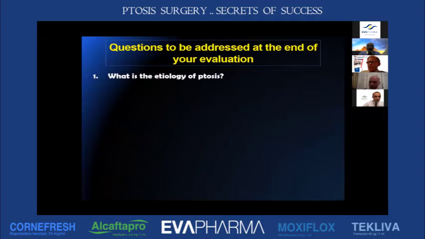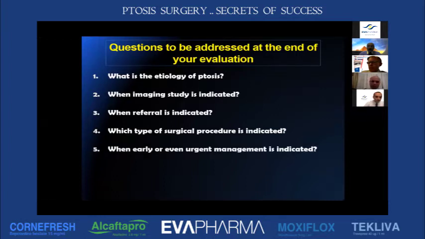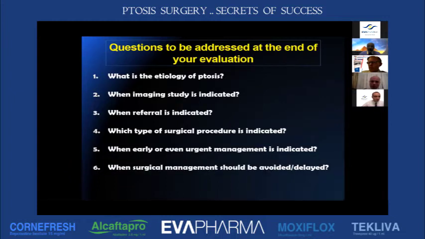There are some questions that you have to address at the end of your evaluation. At the end of your history, you have to address the etiology of ptosis. You have to rule out dangerous ptosis where imaging is indicated or referral also is indicated. As you evaluate the patient on examination, you have to decide which surgery is the most appropriate for the patient and when you should perform the surgery. Is it early, urgent, or can you delay it, or sometimes you have to avoid it. At the end of your evaluation, it is very important to have photographic documentation as well as patient counseling.